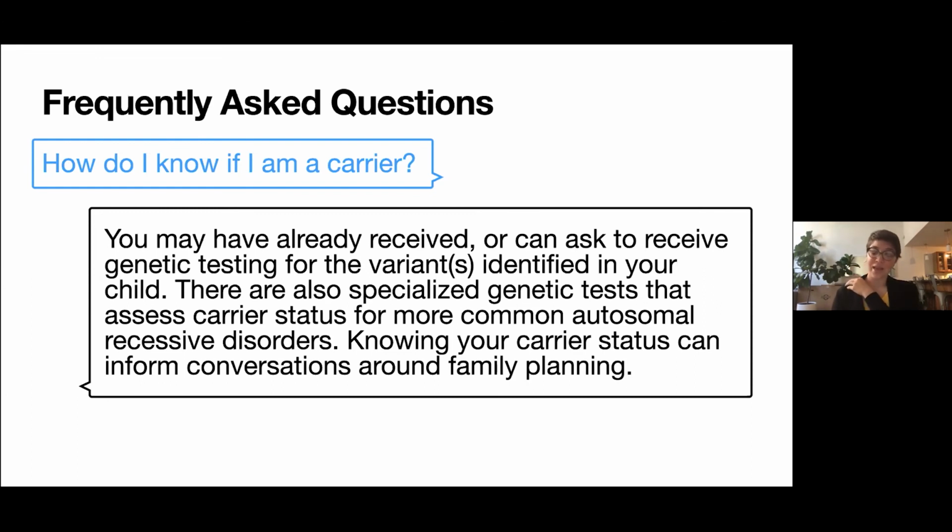Outside of SLC13A5 deficiency, there are also specialized genetic tests that look for carrier status across a number of more common genetic disorders, like cystic fibrosis, where people are more commonly carriers for those conditions. So those are also available to you if you're interested. And the reason why we even talk about these things is sometimes knowing your carrier status can inform conversations about family planning. So again, are you at risk to have a child with an autosomal recessive disorder in general, outside of SLC13A5 deficiency? And what are reproductive options that may be available or discussed at that time?